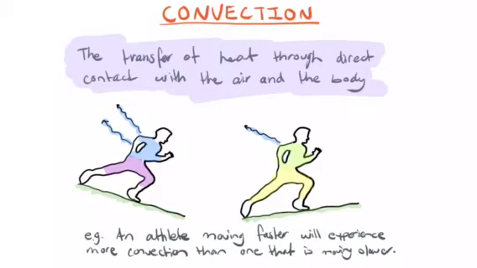The next concept is convection. Convection is the transfer of heat through direct contact with the air and the body. For example, an athlete moving faster will experience more convection than one that is moving slower. When we have a look at these two runners, we've got a runner that's running at a bit of an angle up a hill here, and we've got a runner that's running downhill.